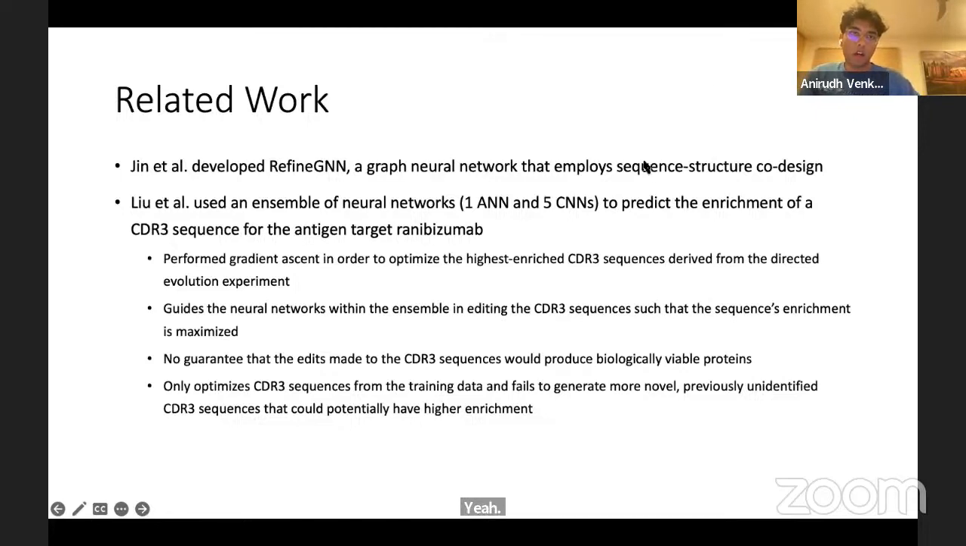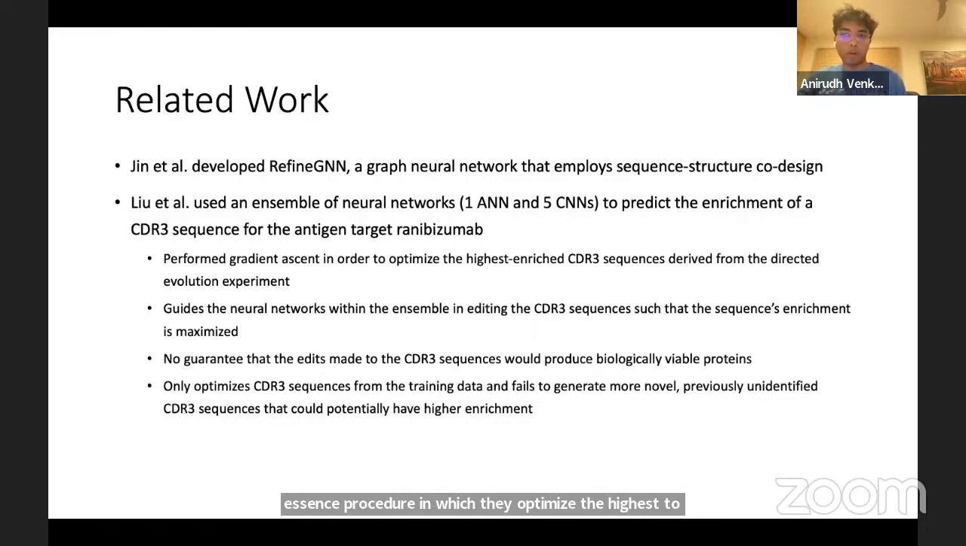Yeah. So what Liu et al. had performed was a gradient ascent procedure in which they optimized the highest enriched sequence derived from a previous in vitro experiment. What the gradient ascent does is it guides the neural networks within the ensemble in editing the CDR3 sequences such that the sequence binding affinity is maximized. However, there is no guarantee that the edits made to these sequences would produce proteins that are able to be synthesized in a lab, and it only optimizes the sequences from the training data, which comes back to the fact that it's not producing anything novel. It's only editing things that already work.